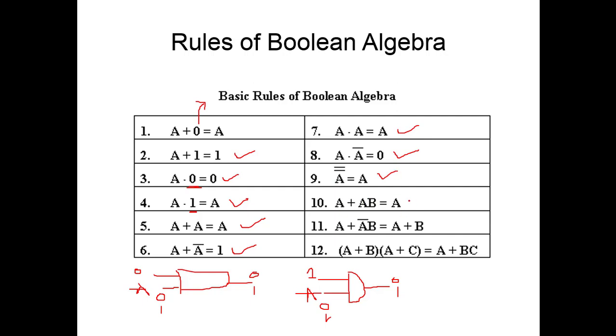A plus AB is equal to A. We proved it. A plus AB, if we take A common from both the terms, then we have A and (1 plus B), and 1 plus any variable is always equal to 1 from postulate number 2. So A and (1 plus B) is equal to A and 1, which is always equal to A. So we can write that A plus AB is equal to A.